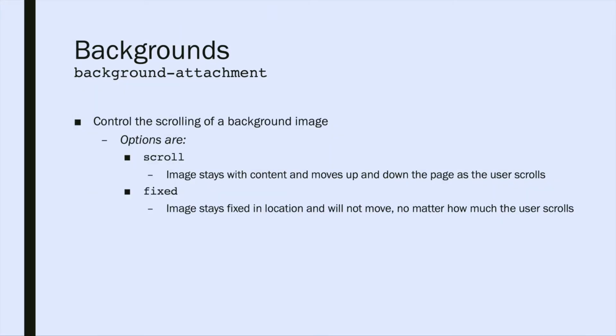Next we have background attachment. This controls the scrolling of a background image. The options are scroll, so the image stays with the content and moves up and down with the page as the user scrolls, or fixed, where an image stays in a fixed location and will not move, no matter how much the user scrolls. This also works well with floated elements. If you actually want an element to float and stay with the user as they scroll, you can also say that it will have a background attachment of fixed.